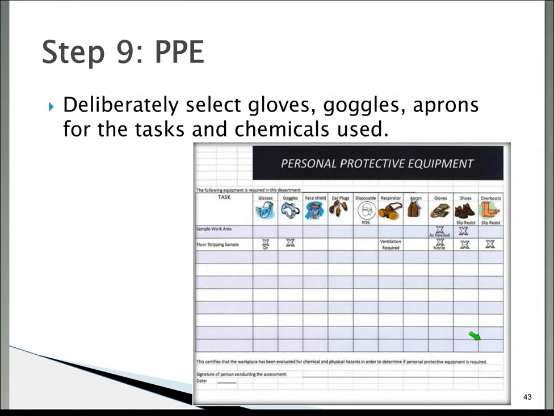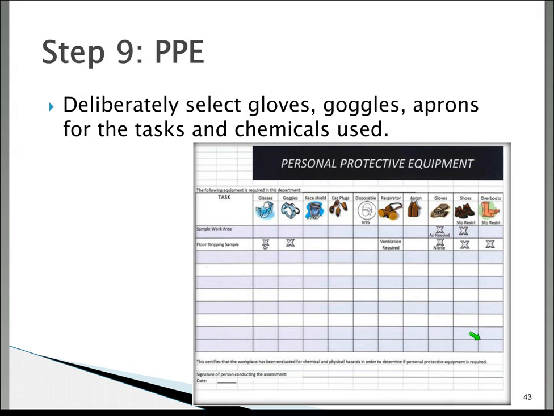Okay, so let's jump ahead now to personal protective equipment. So we just went through your building. We made an inventory list of all the chemical products that you've got. While we were doing that, we were sort of asking the question, what do you use this for? When do you use this? Why do you use it? How do you use it? And so we look at your tasks.